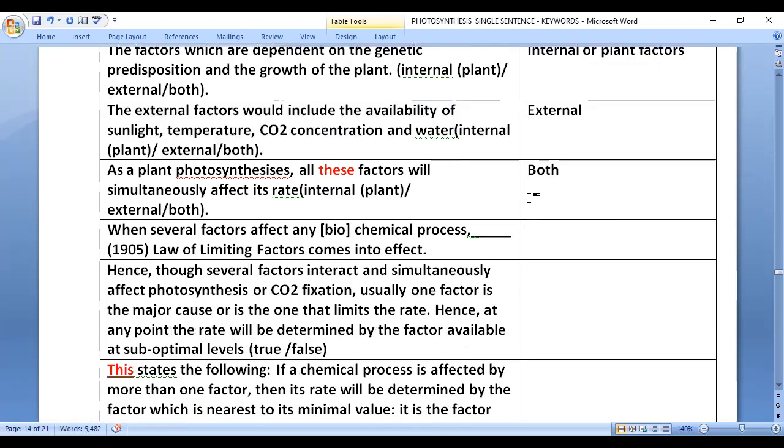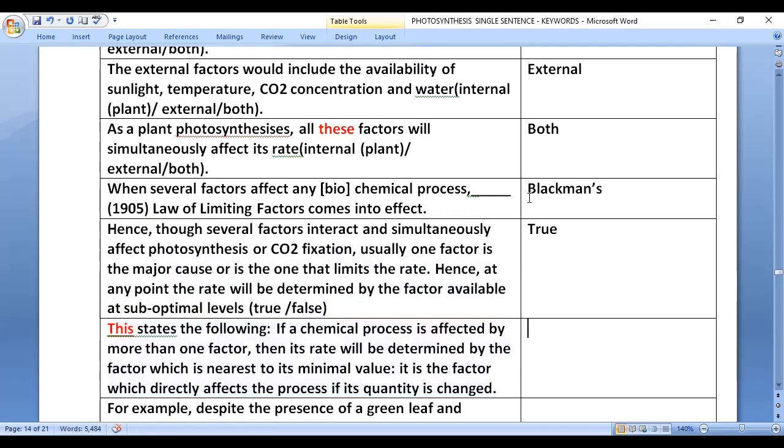When several factors affect any biochemical process, Blackman's law of limiting factor comes into effect. Though several factors interact and simultaneously affect photosynthesis or carbon dioxide fixation, usually one factor is the major cause or is the one that limits the rate. Hence, at any point, the rate will be determined by the factor available at suboptimal levels. True or false? True. This states that if a chemical process is affected by more than one factor, its rate will be determined by the factor which is nearest to its minimal value. It is the factor which directly affects the process if its quantity is changed. That is Blackman's law of limiting factor.